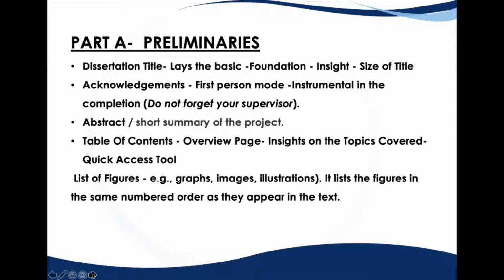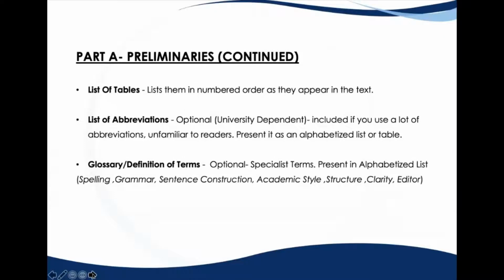After your table of contents, you also have a list of figures. This is just a list of all the graphs, images and illustrations, ordered in the same number as they appear in your primary thesis. Then you follow that with a list of tables. And the last two things, the list of abbreviations or the glossary and definitions of terms, are optional, depending on whether your university has specified that they should be there.